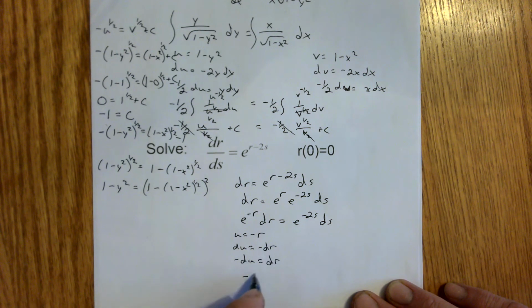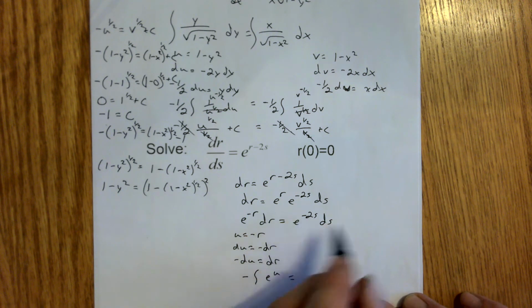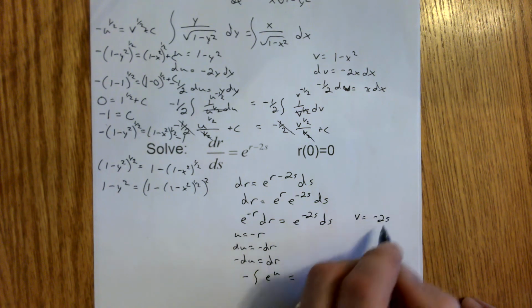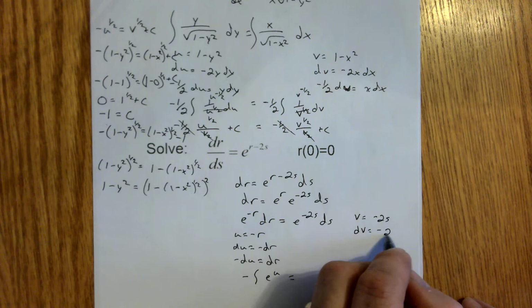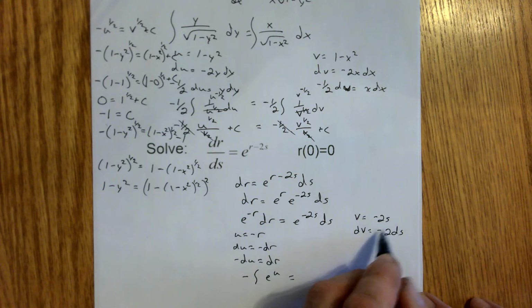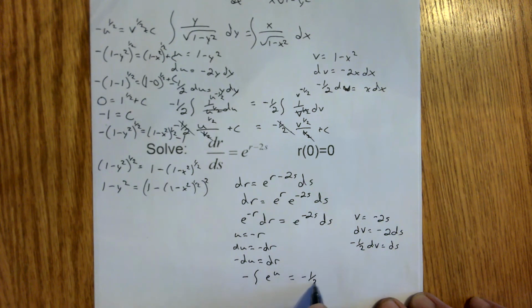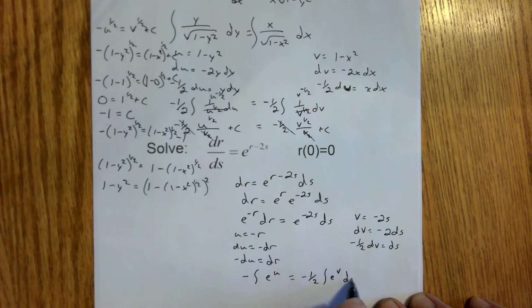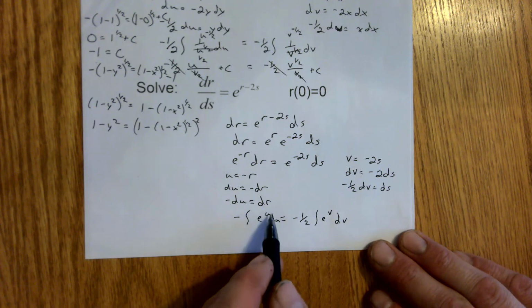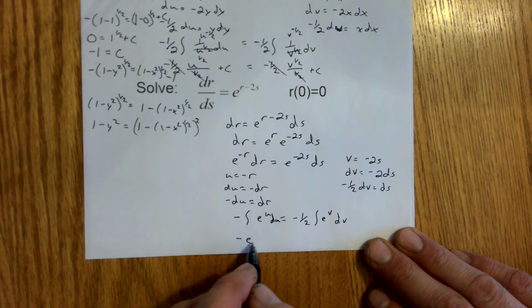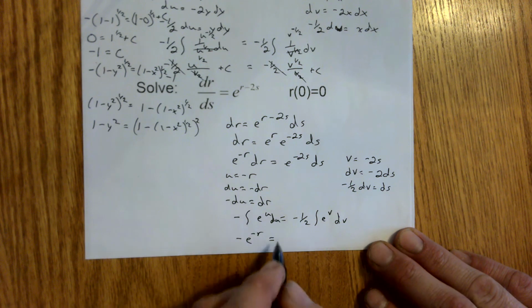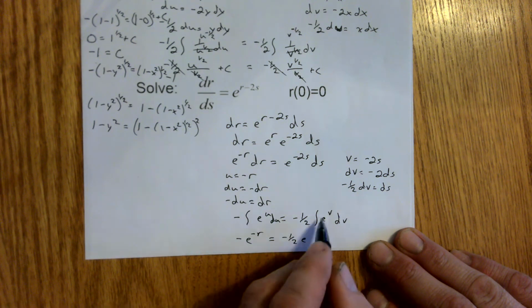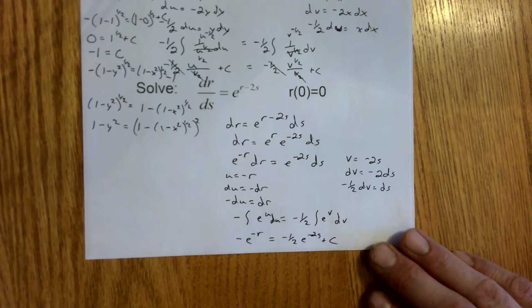So we have the negative integration of e to the u, and same thing's going to happen over here. We let v equal a negative 2s, so dv equals a negative 2 ds. We can't use that, so we have a negative 1/2 dv equals ds. So we have a negative 1/2 the integration of e to the v dv. Integration of e to the u, we know, is e to the u, so we have e to the negative r is going to equal a negative 1/2 e to the v, which is negative 2s, plus c.